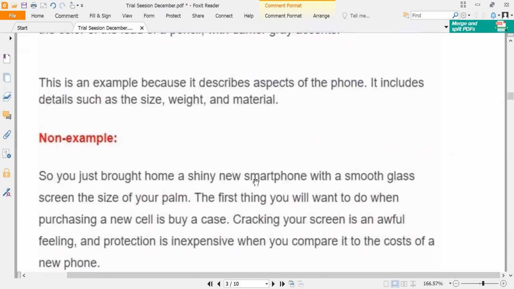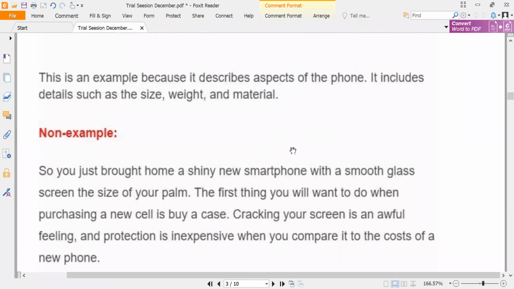Let's read this example and identify if it's only giving me descriptions or there is something else. Read silently. Okay, then get back to me and tell me if it's descriptive or not.